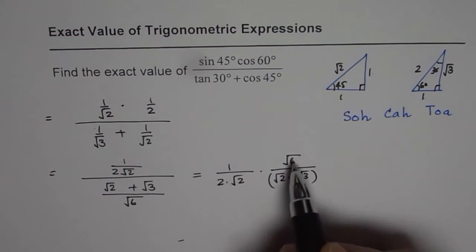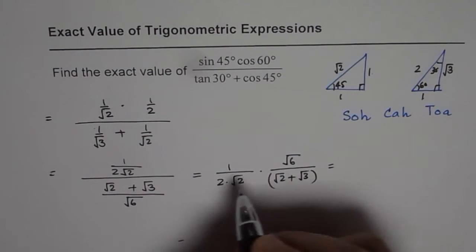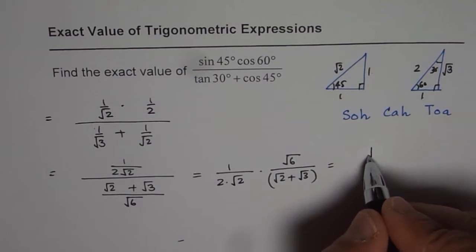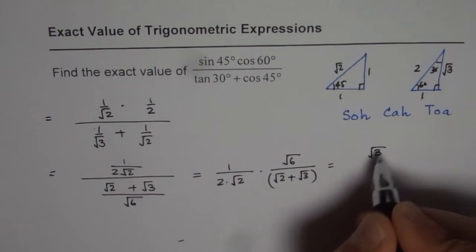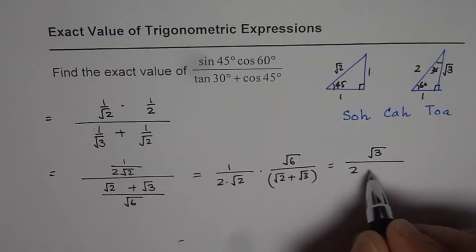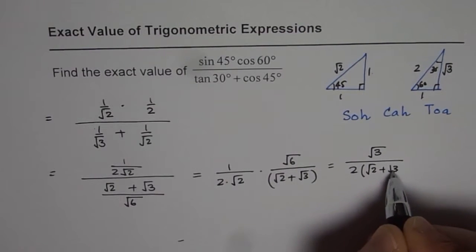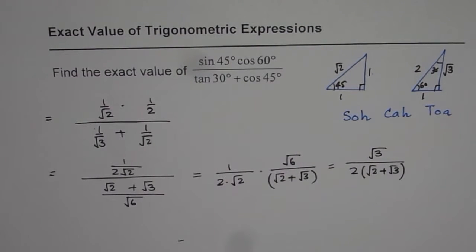Now this could be simplified. Square root 6 can be divided by square root of 2. So you basically get square root of 3 on the top, dividing square root of 6 by square root 2, divided by 2 times within brackets square root of 2 plus square root of 3. So that is your answer.